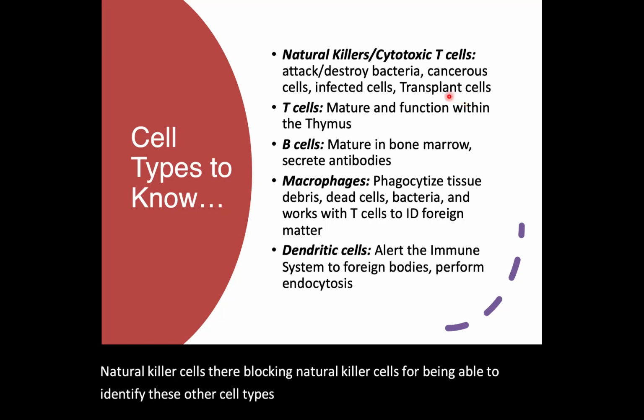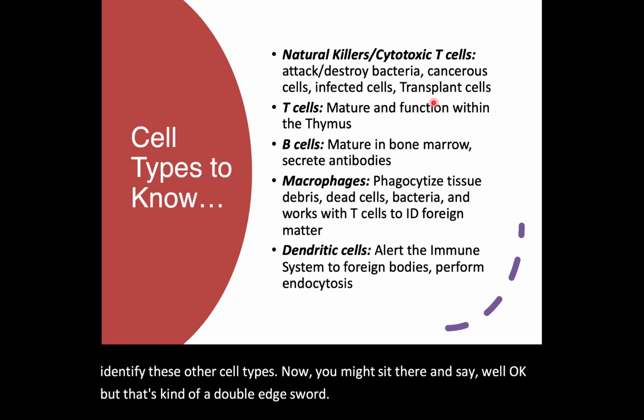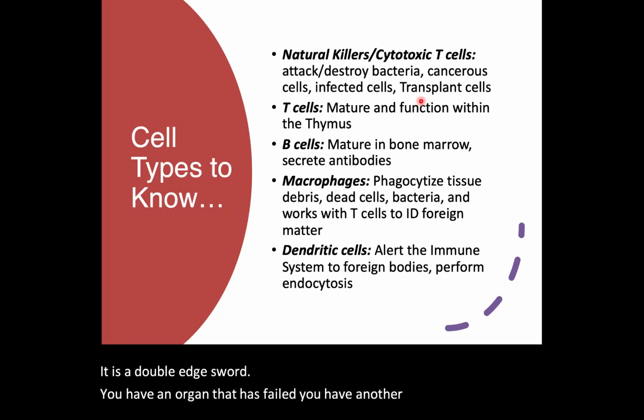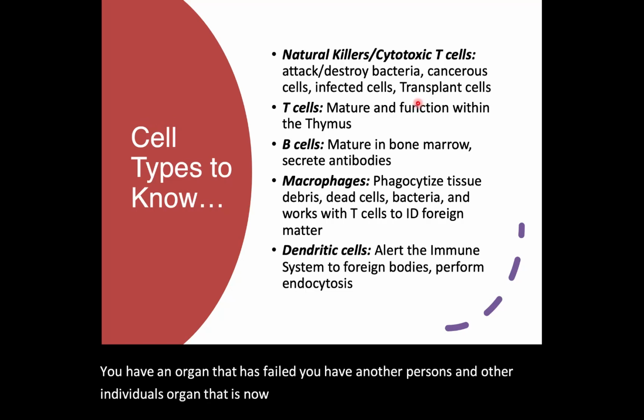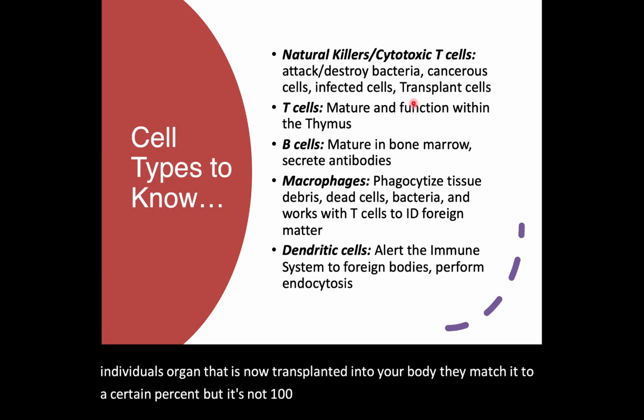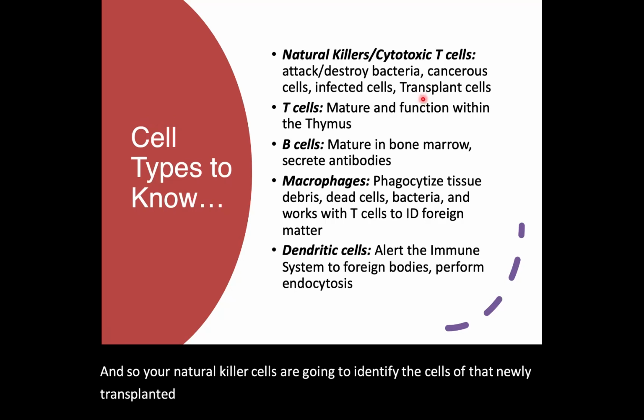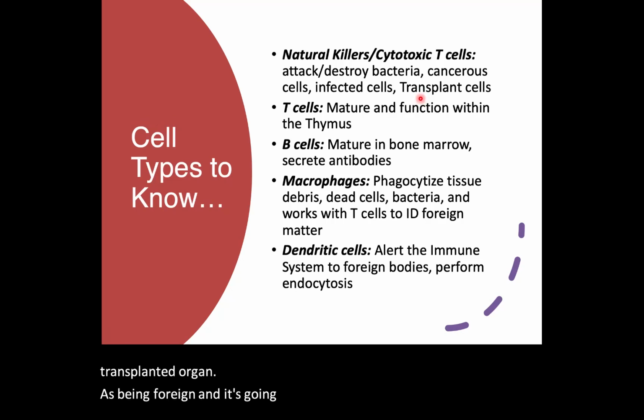Now, you might sit there and say, well, okay, but that's kind of like a double-edged sword. And I would say, ding, ding, ding, you are exactly correct. It is a double-edged sword. You have an organ that has failed. You have another individual's organ that is now transplanted into your body. They match it to a certain percent, but it's not a 100% match. And so your natural killer cells are going to identify the cells of that newly transplanted organ as being foreign, and it's going to attack it and destroy it.